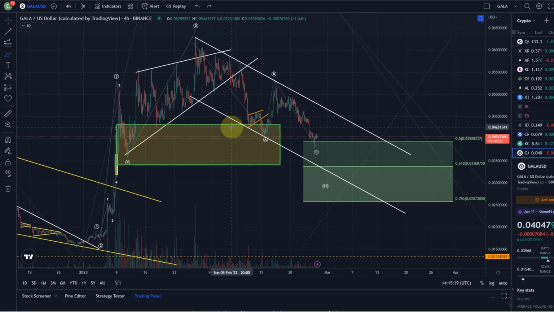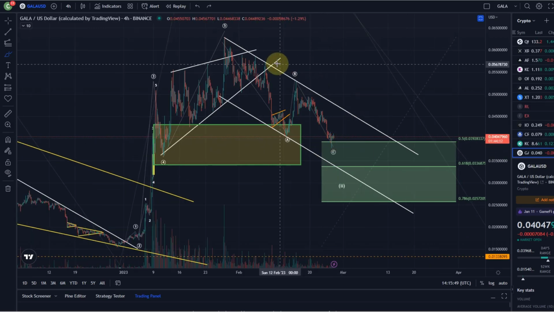Either way, what you need to know, the primary expectation has basically already been fulfilled by hitting the wave 2 support area. Now we just need to be watching. Do we get a reversal from here? And it's way too early to say that. What else can we say?